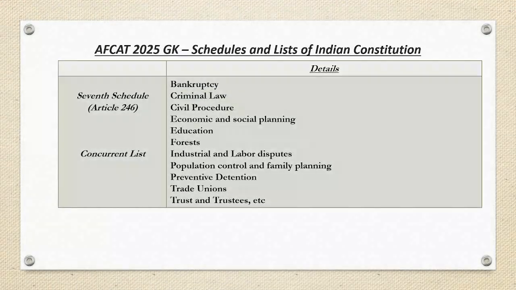And there is a concurrent list. As discussed, the subjects in this concurrent list, they are amenable to be regulated by both the center and the state. So these are bankruptcy, criminal law, civil procedure, forest, preventive detention, trust and trustees, etc.